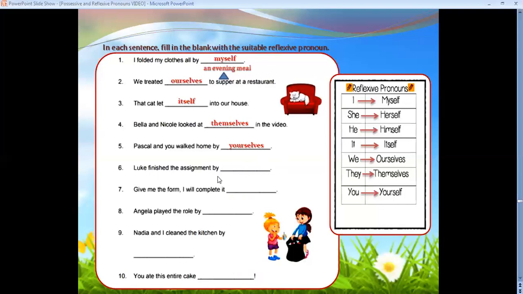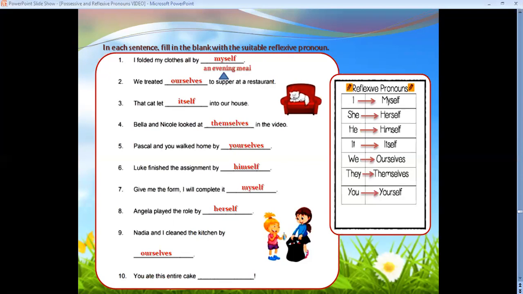6. Luke finished the assignment by blank. He's a he, himself. Yes. Give me the form. I will complete it. And I have I, myself. See? Angela played the role by blank. She's a she, the girl, or a woman, I don't know. Okay, so she, I replace it with herself. Nadia and I'm included, cleaned the kitchen by ourselves.